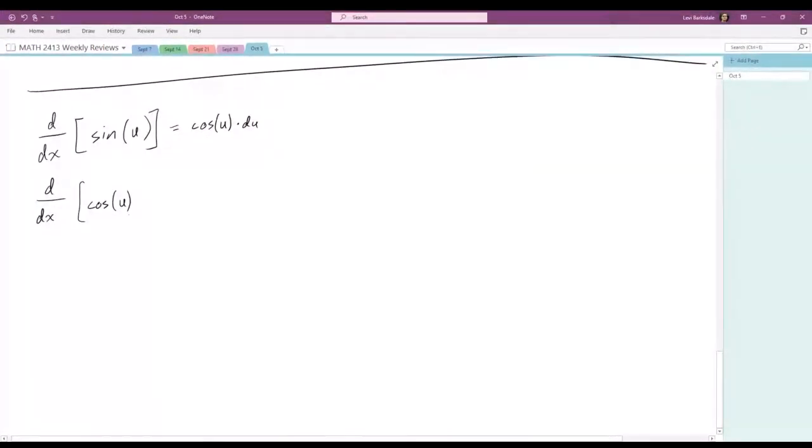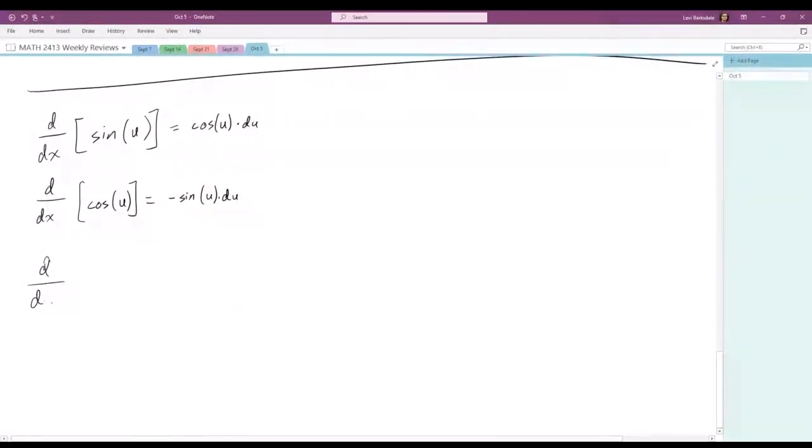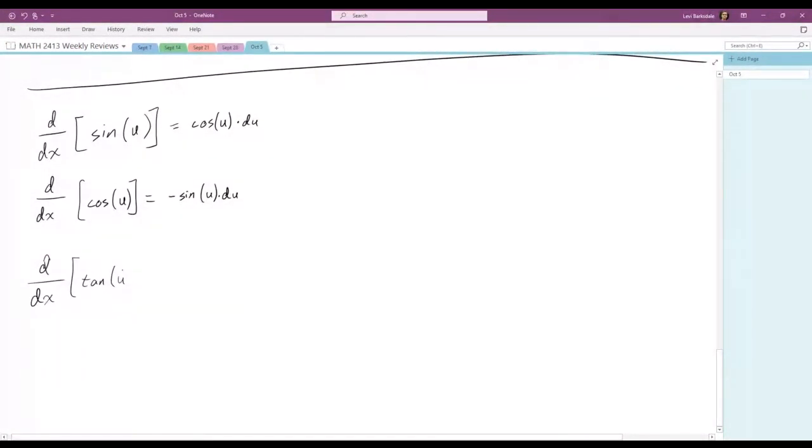The derivative of cosine is negative sine. And again, multiply by the derivative of the inside. The derivative of tangent is secant squared. And then we would have all of our other derivatives, the less common ones.